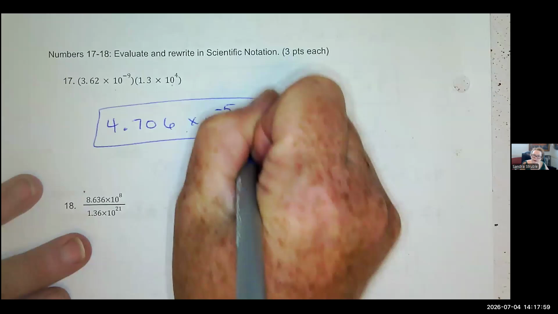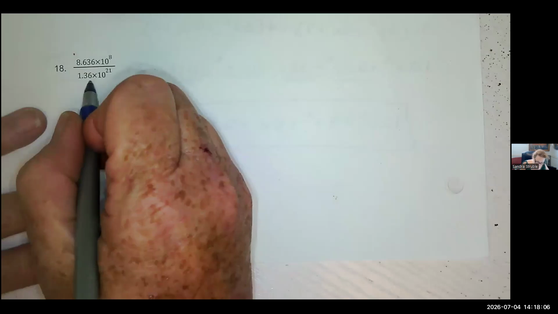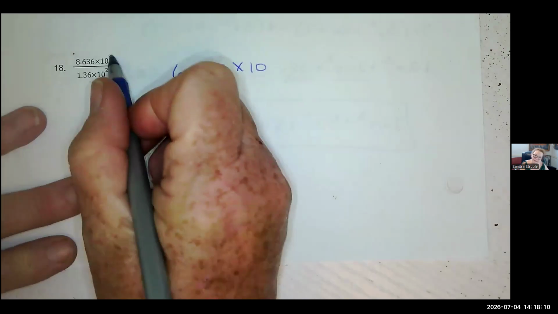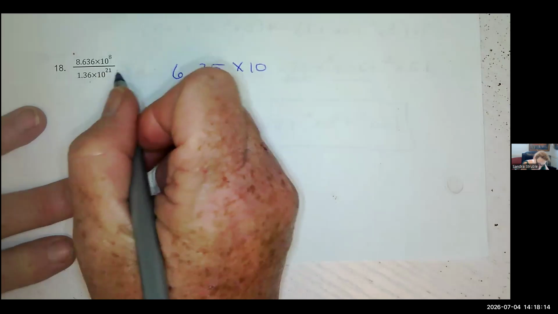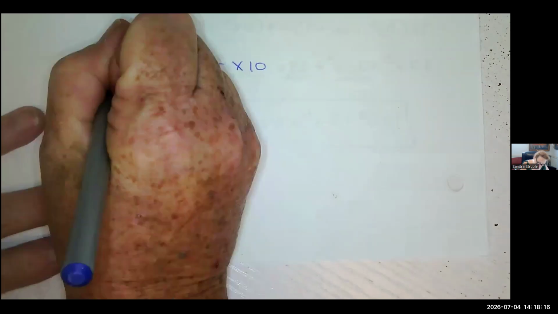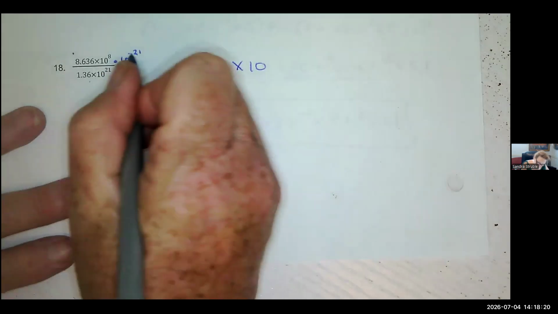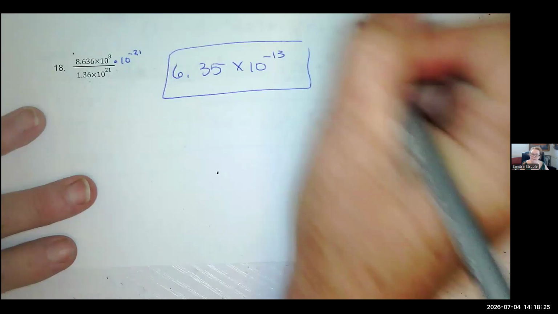The next one, when you divide 8.636 by 1.36, you get 6.35. And the 10s, you've got 10 to the 8 over 10 to the 21. Well, you've got to bring that 10 to the 21 to the top up here. And 8 minus 21 is negative 13. Because remember, you add your exponents when they're multiplying bases.